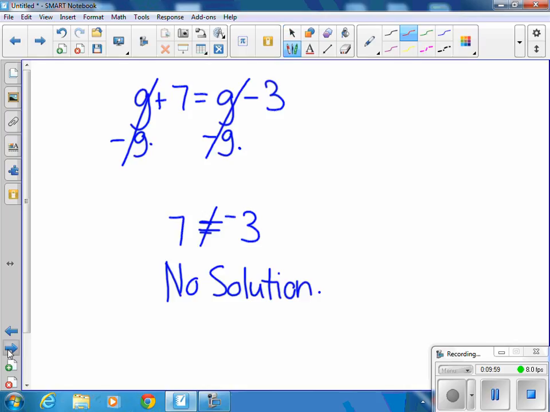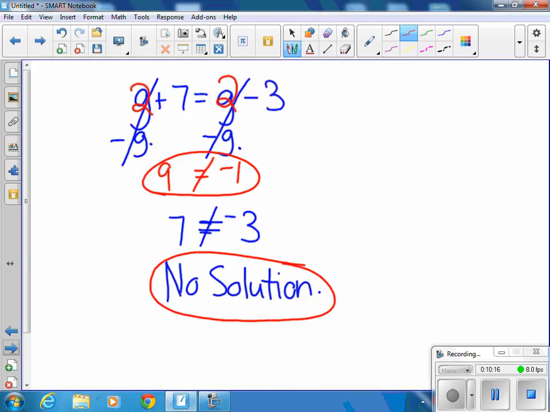Let's plug in 2. If I plug in 2 here, 2 plus 7, that gives me 9. And if I plug in 2 here, 2 minus 3 is negative 1. They're not equal to each other. So no matter what number I plug in for g, I'm still going to wind up with no solution.